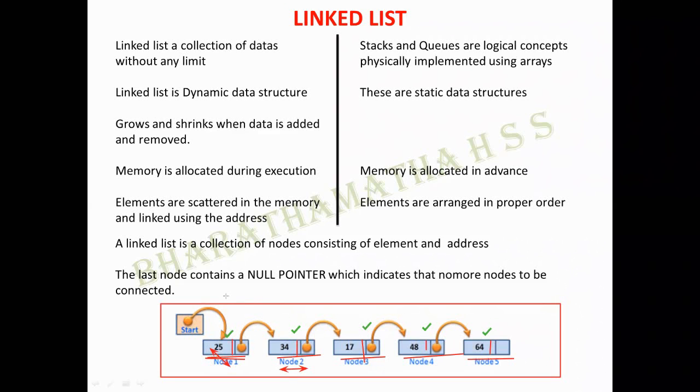Similarly, for node 2, here one yellow golden mark is there which shows the address of node 2. Here what happens is node 3's address will be stored in node 2. Like this it goes on correspondingly.